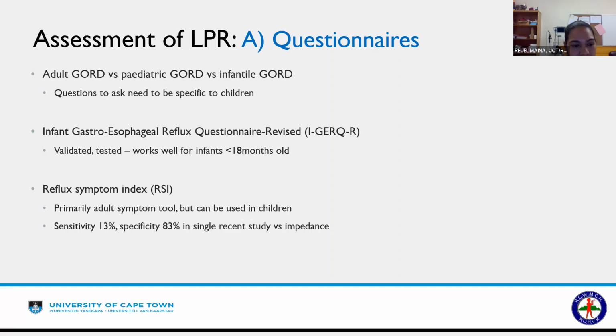There is, however, a group in the Netherlands that looked at the reflux symptom index that we use commonly for adults, and they primarily used this for patients under the age of 2, and it showed a sensitivity of only 13%, but a specificity of 83%. So this is still an ongoing process with regards to having a proper questionnaire for children specifically.